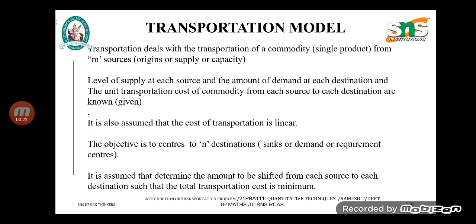So what is the transportation model? Transportation deals with the transportation of a commodity, that is a single product, from m sources, that means origins or supply or capacity. The level of supply at each source, the amount of demand at each destination, and the unit transportation cost of that commodity from each source to each destination are known, or otherwise given. It is also assumed that the cost of transportation is linear.